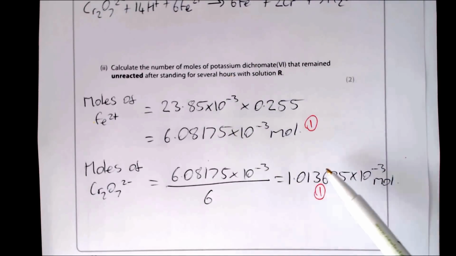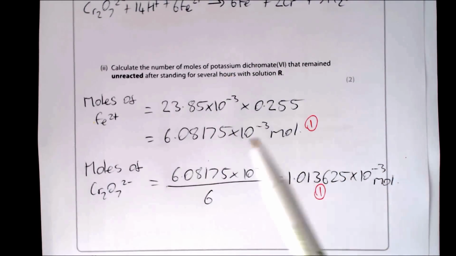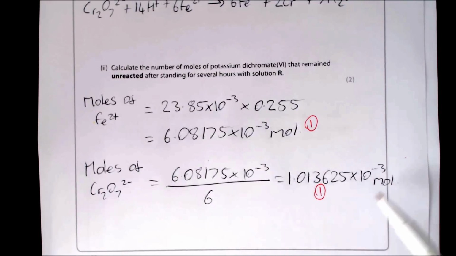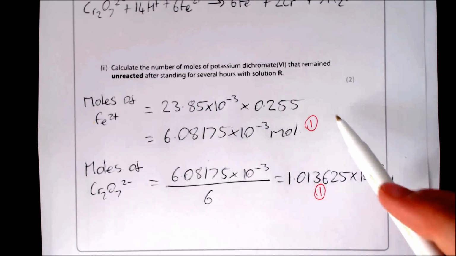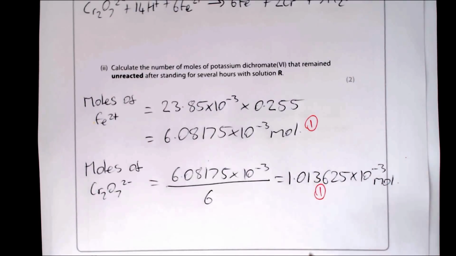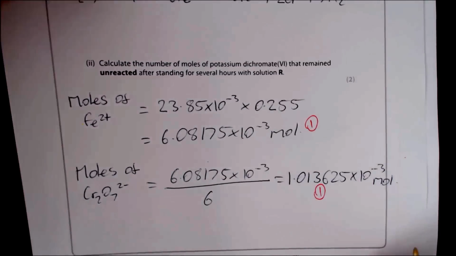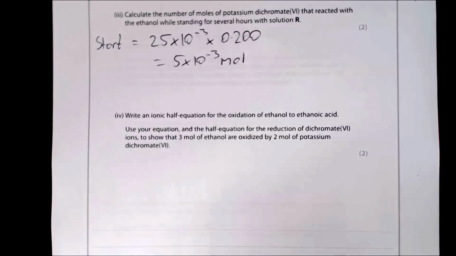So how much remained unreacted. So we're going to subtract that away from that, and then we'll work out how many moles of potassium dichromate actually did react with the ethanol, because this is what we had left over that didn't react. So obviously, if we subtract the original number from this number, we'll find out how much did react, if you catch where I'm coming from. Okay, so let's do that.